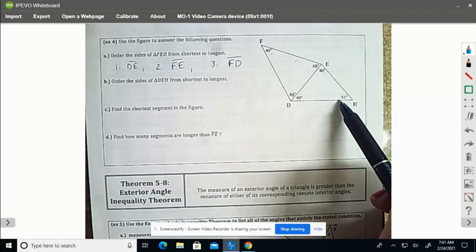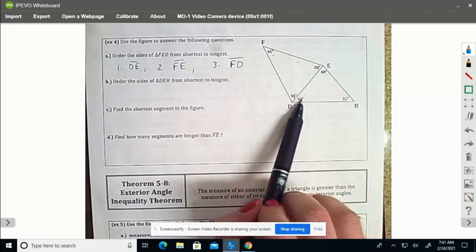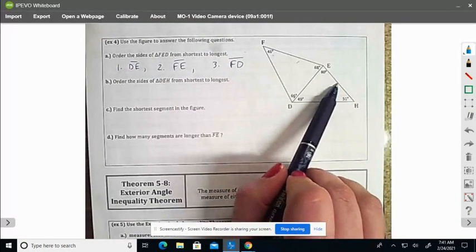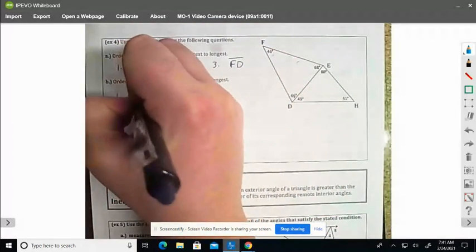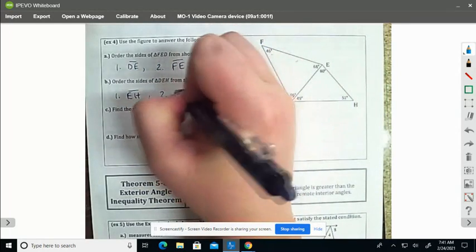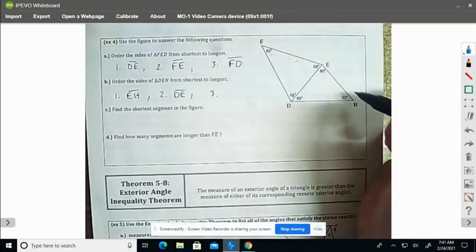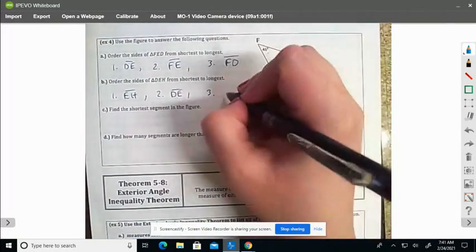Now they want you to take a look at the other triangle, DEH, over here at the bottom. List these from shortest to longest. So my smallest angle here is 49. So the side opposite it has to be my shortest side. So that's EH. Then my next smallest angle is 51, and I have DE across from that. And then lastly, I have DH is the last side.